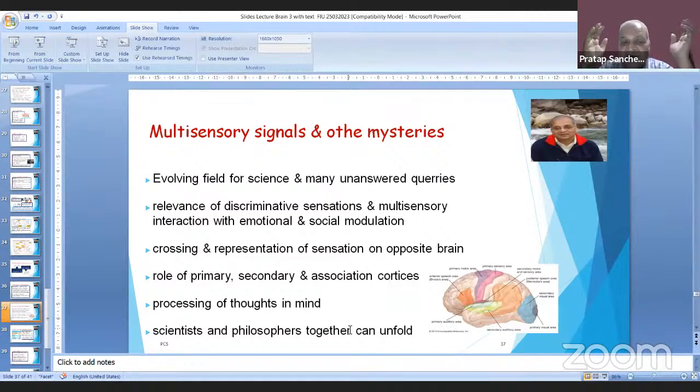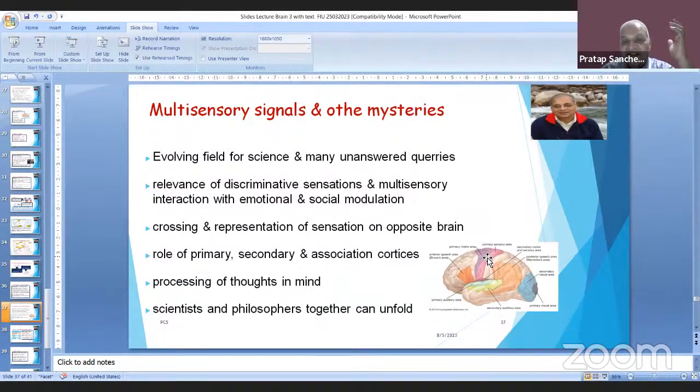Then the role of primary, secondary, and association cortex. Look into the brain: there is the primary area, then the secondary comes next to it, and then the association cortex, which keeps on associating with other areas in the brain. Then how thoughts are processed in the mind. Scientists and philosophers together, if they work together, perhaps can unfold these mysteries.